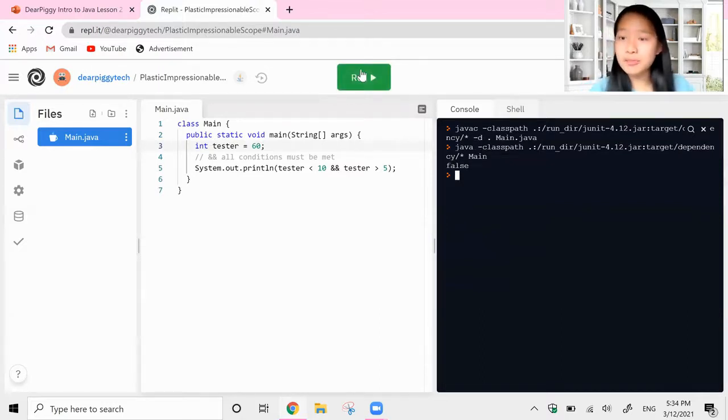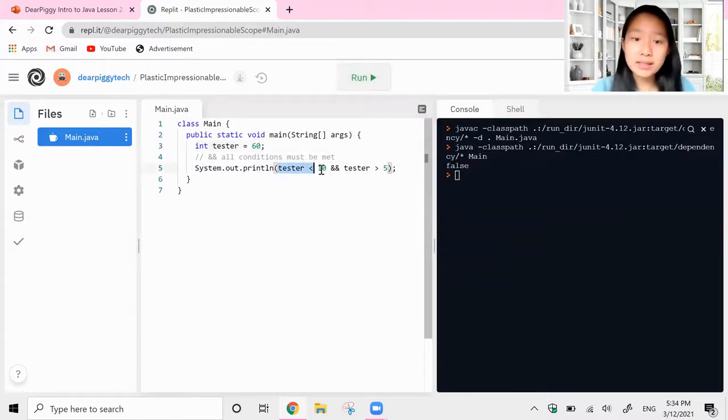And the reason why it gives me false is, remember that the and operator means that every single one of the conditions must be met. So I did not meet this condition, so this entire statement would be false. So that is our and operator.